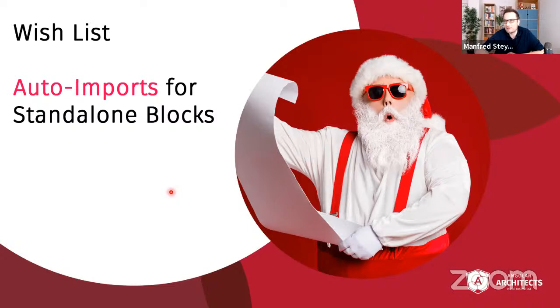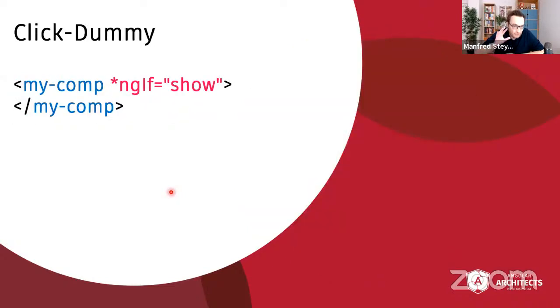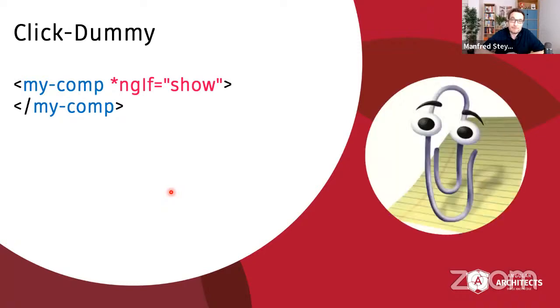Okay, it's a click dummy. It's not a prototype, it's a click dummy. It looks like this here. So let's imagine we are writing something like this into the template of our standalone component. Then something needs to happen. Someone needs to show up we haven't seen in years, namely Clippy. Clippy needs to show up, yes, of course.